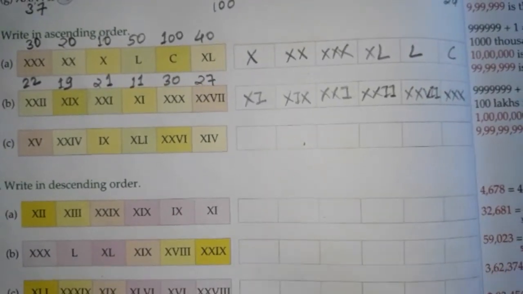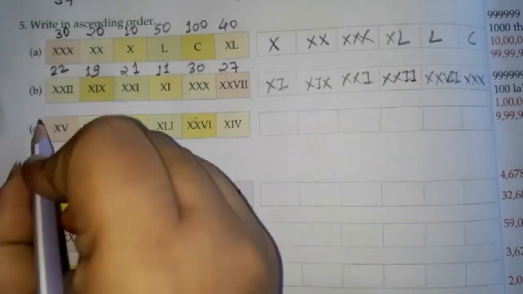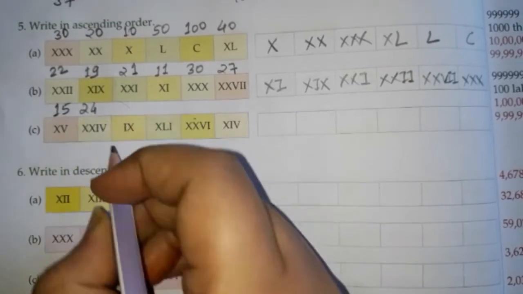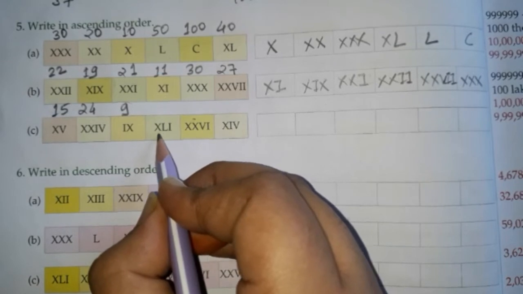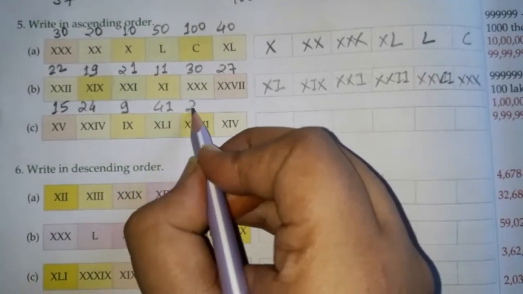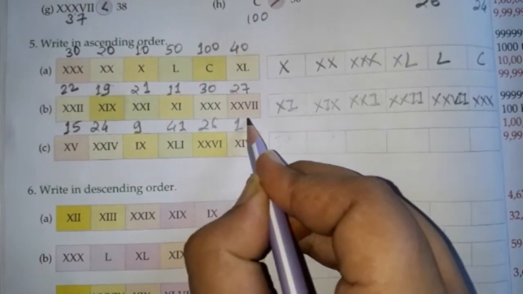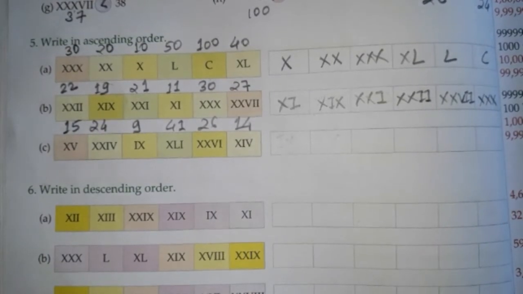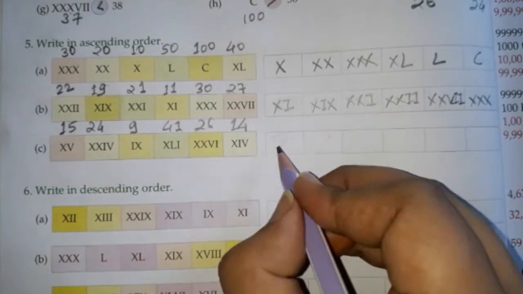Next series, we'll convert it into Hindu-Arabic numerals. It is 15. It is 24. It is 9. It is XL means 40 plus I is 41. This 26 and this is 14. Okay, so we'll write the number. We'll arrange the numbers in ascending order. The smallest number here is 9.